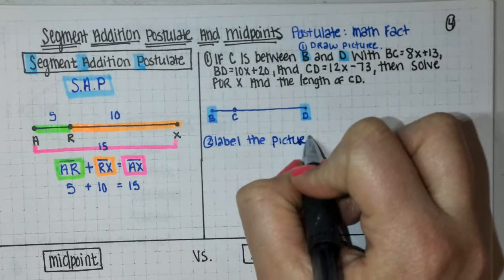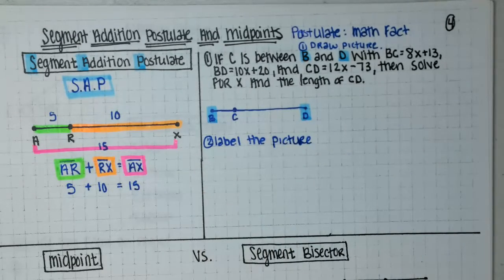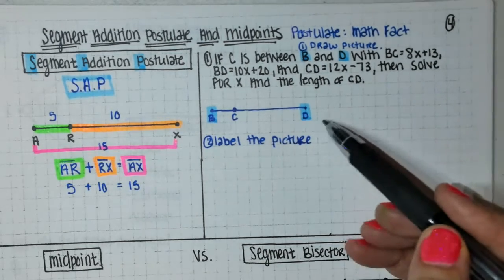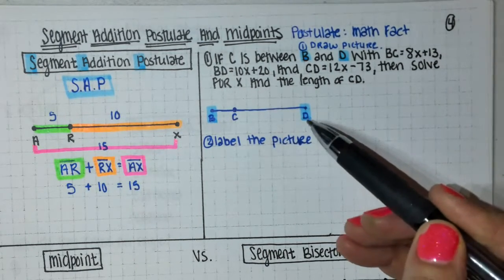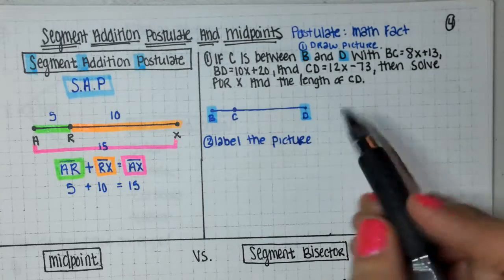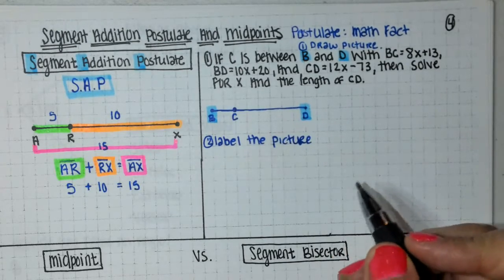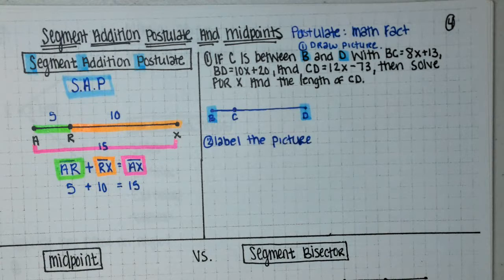Step 2 is to label the picture. You want to make sure that you label it because it's a lot easier to do these problems when you have a visual representation. If it's not labeled, it is trickier to do. And you also just want to make sure that your picture has all the information that you need to make problem solving easier. Think of this picture as a blueprint to the problem. If you miss some of the steps, you're going to have a hard time finishing it because you don't have all the pieces. So we're going to start by labeling.